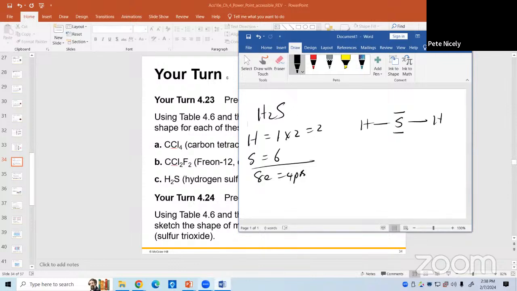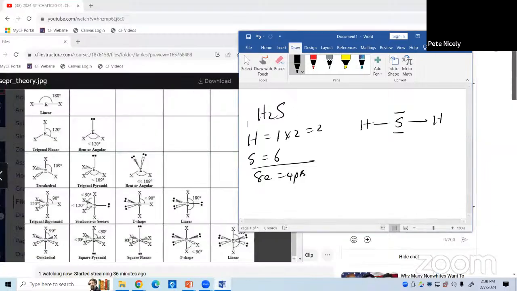So my question to you is this. What would you expect the shape of the H2S molecule to be? Bent, exactly, because it fits what we have right here, right? So the answer is that this would be bent, or you can say V-shaped, or in some textbooks they call this angular, right? So any one of those terminologies will work. So that's basically how you determine the shapes of molecules based on the Lewis structures.